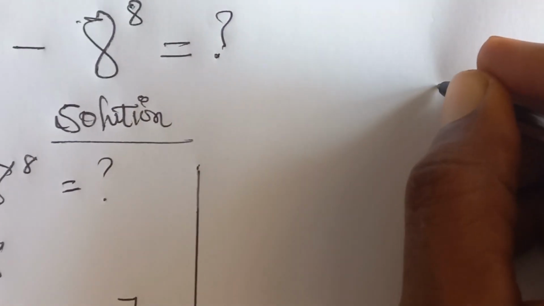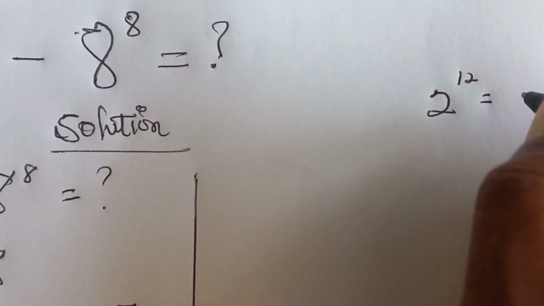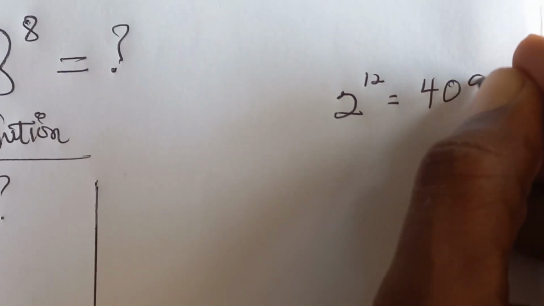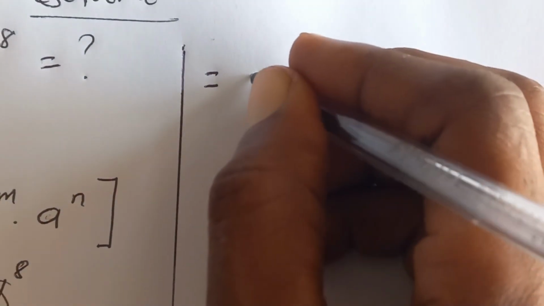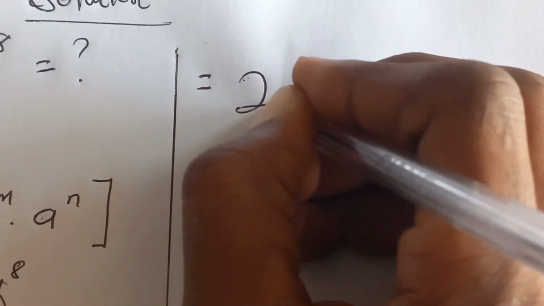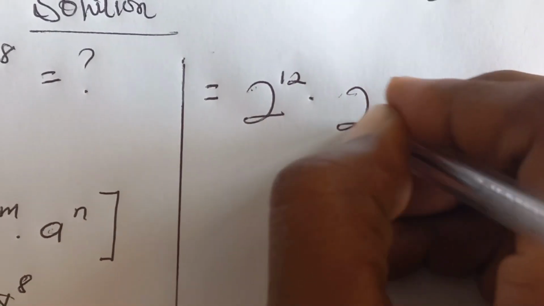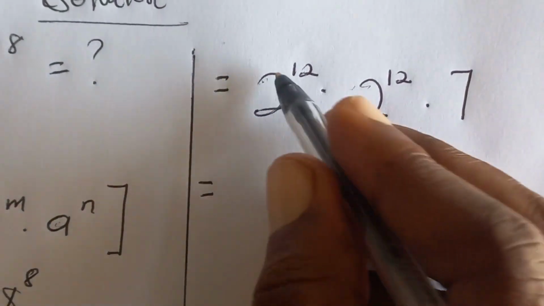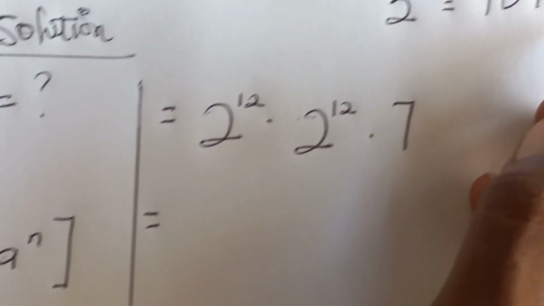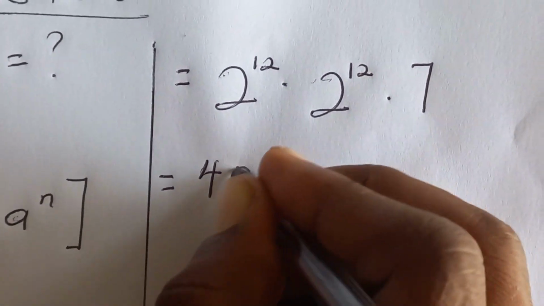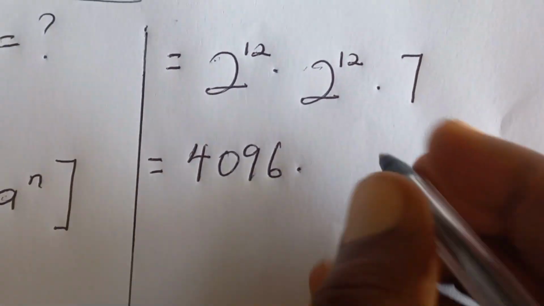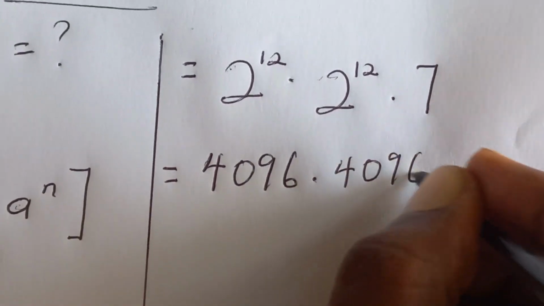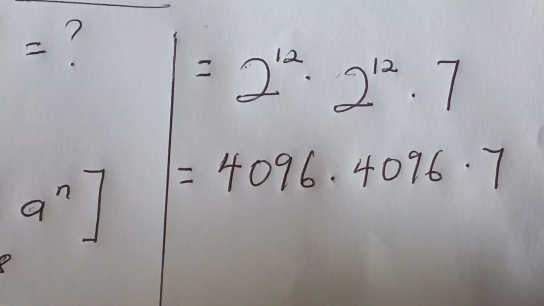So 2 exponent 12 is the same as 4096. In this case we are going to get 2 exponent 12 multiplied by 2 exponent 12 times 7. And so 2 exponent 12 is 4096. So we are going to get 4096 multiplied by another 4096, then multiplied by the 7.